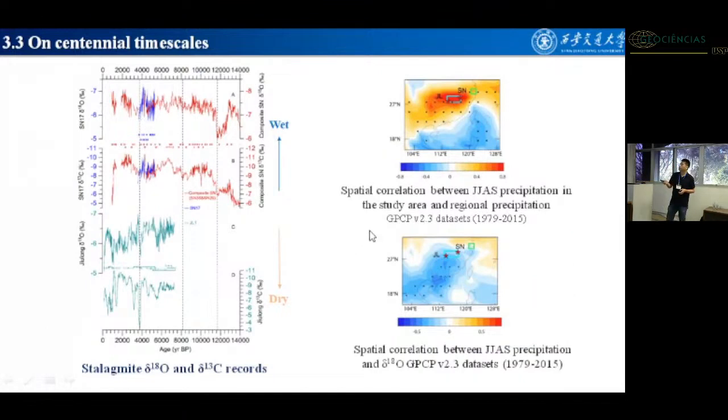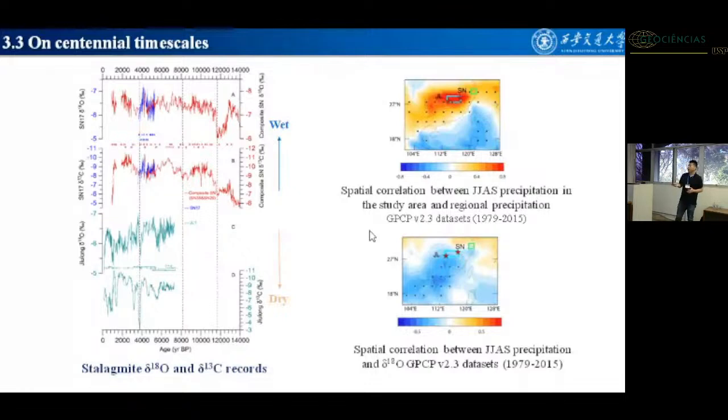Okay, this is the oxygen record, and this is the carbon isotope record. These two records are the oxygen and carbon records from Jiulong Cave. These two are from Shenlong Cave. So we also calculate the spatial correlation between summer rainfall in the study area and the regional rainfall. We can see the study area is positively correlated to the larger area in Southeast China. That means these two cave oxygen records can reflect the large-scale precipitation change.